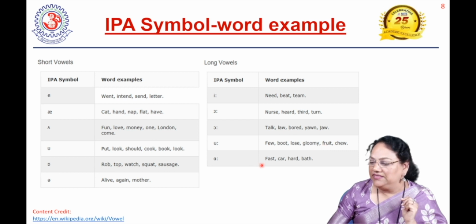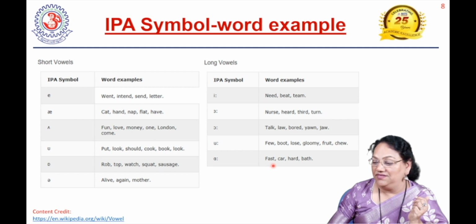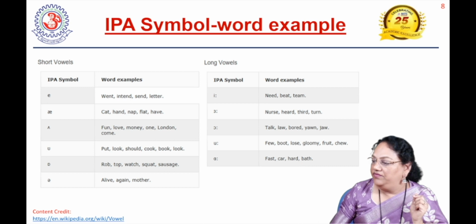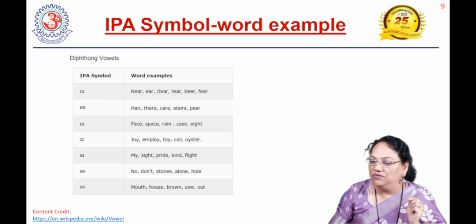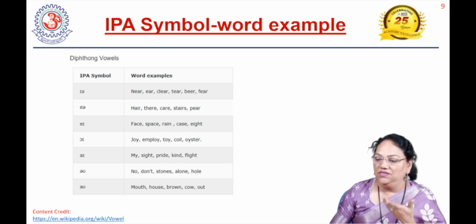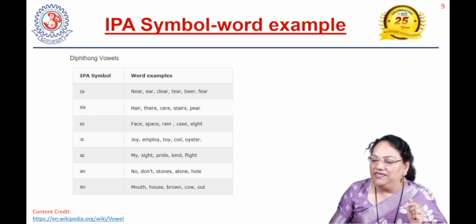Okay, next comes 'ah', like you have in Telugu also, right? The long one. Fast, car, hard, bath. Okay. Next, we have some more symbols to learn: the diphthongs. What do we call them? Diphthongs. Here also we get mostly two sounds combined into one symbol or one sound. That is the first one with its IPA symbol. Here we see.